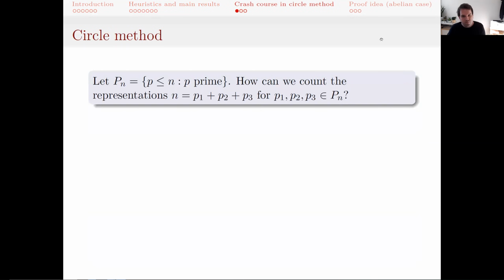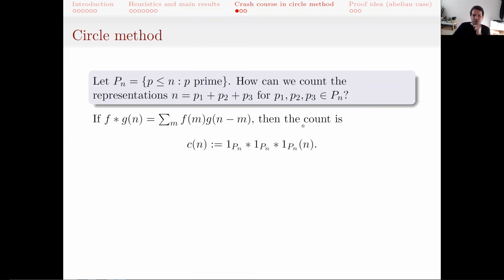The basic proof idea is to use the circle method, which is a method from analytic number theory. So now I will have, I hope, 5 minutes max crash course in the circle method. I will show you how you do it on a typical problem from analytic number theory. So suppose you want to count the number of representations of your number n as a sum of 3 primes. So how can you do that?